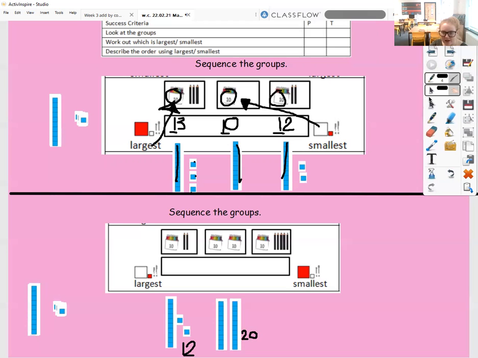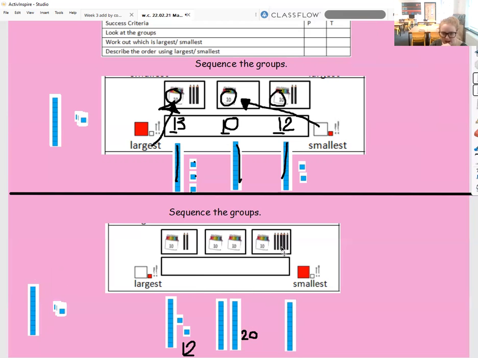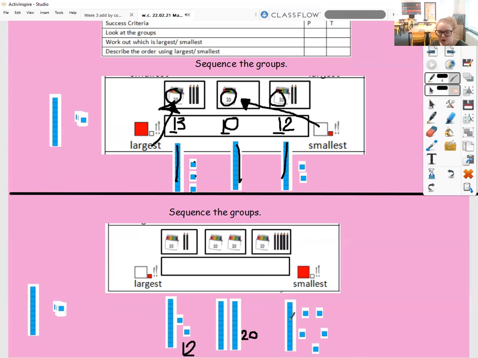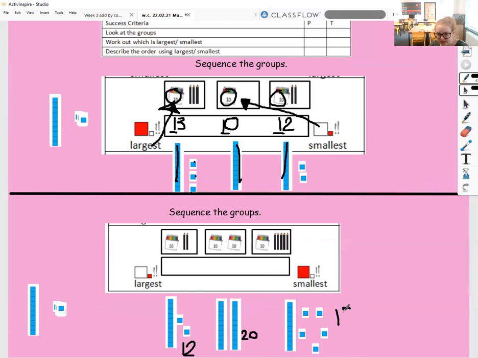And finally, this number has 1 10, and it has 1, 2, 3, 4, 5 ones. Is that right? 1, 2, 3, 4, 5 ones. This number has 1 10 and 5 ones.